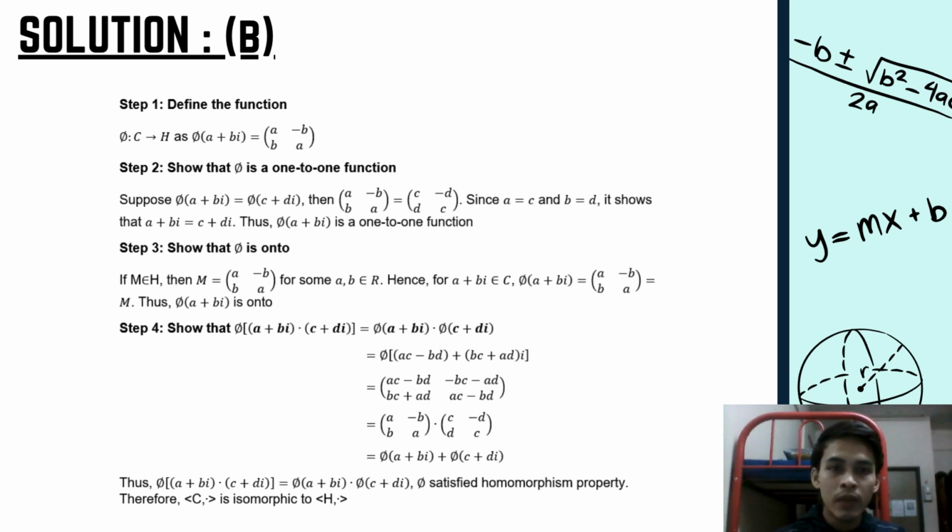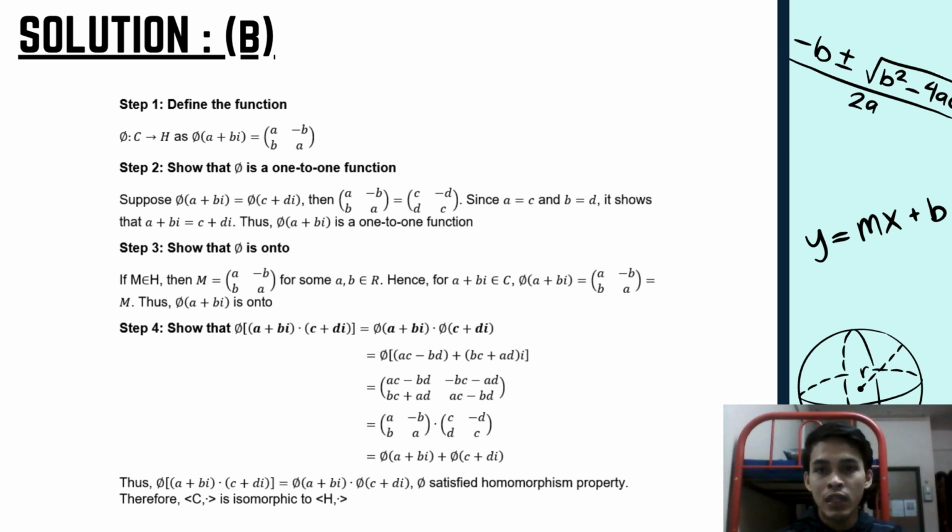If M is an element of H, then M is equal to matrix [A, -B; B, A] for some A, B elements of R. Hence, for A plus BI element of C, phi(A plus BI) is equal to matrix [A, -B; B, A] is equal to M. Thus, phi is onto.